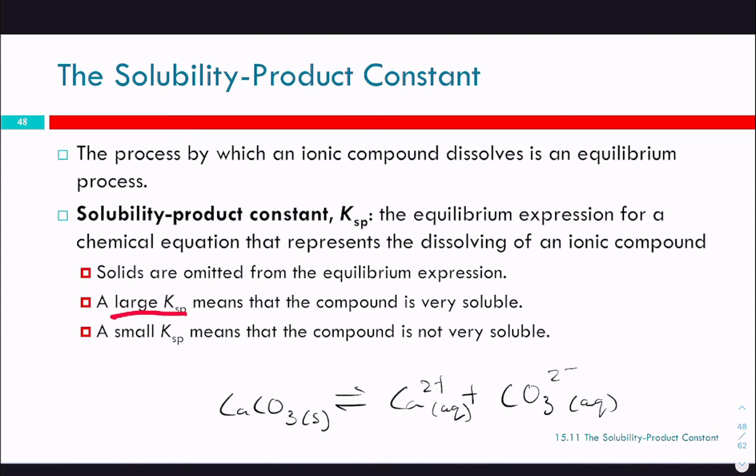A large Ksp means we're shifting towards the products, or that we have a lot more products than reactants, just like Keq. So if we have a large Ksp, that means the compound is very soluble because you're creating a lot of the ions, which are what you use to calculate Ksp. And if you have a very small Ksp, that means you're not producing all those ions, and you have something that's very insoluble or not very soluble.